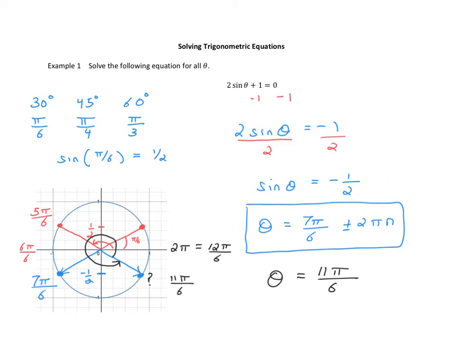Same thing goes for this 11 pi over 6. If you either add or subtract a multiple of 2 pi, you'll be at this location here. That's a y value of negative 1/2. And that means it's a solution to our equation. So that's it for this problem.